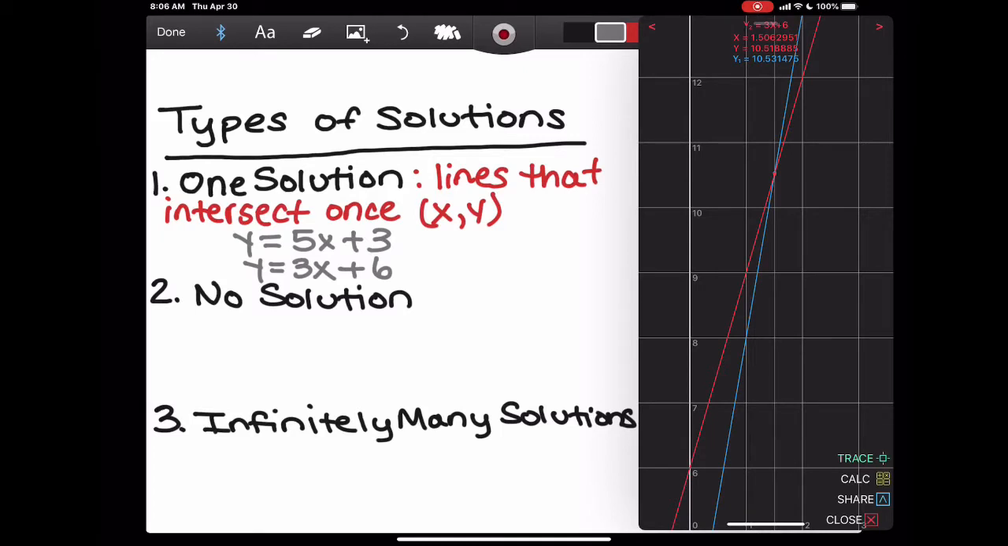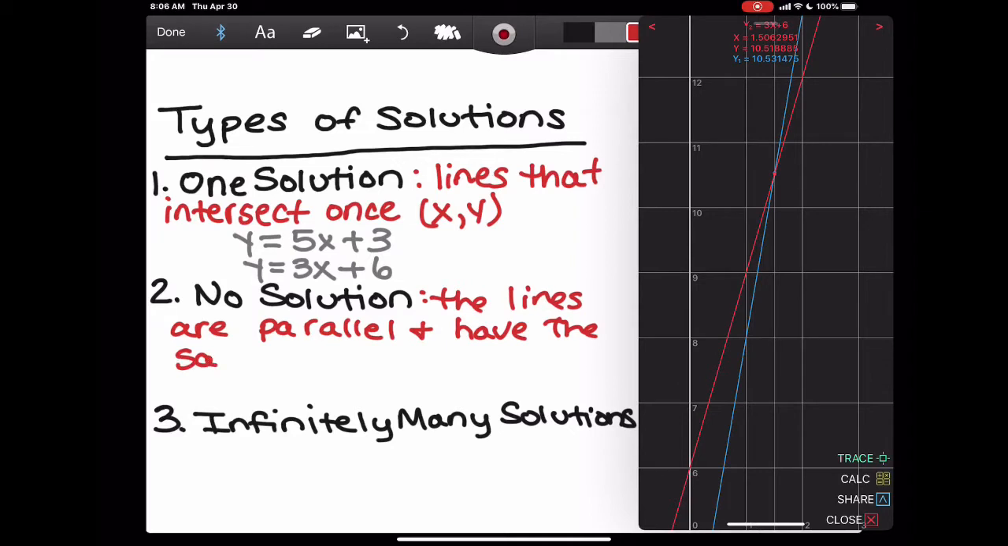Another type of solution that you could have would be no solution. This means the lines are parallel and have the same slope. Okay, let's say I'm given y equals 2x plus 1, and y equals 2x plus, let's say, 3.